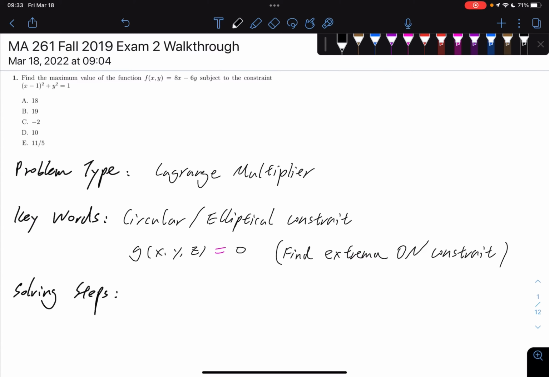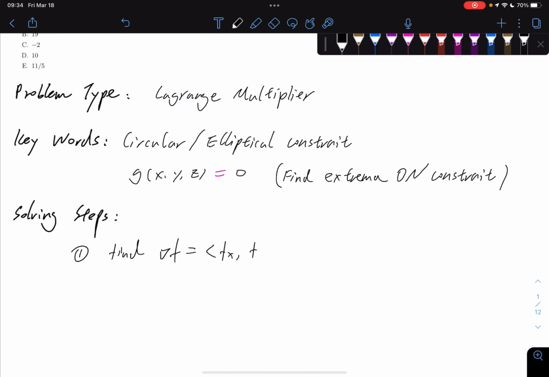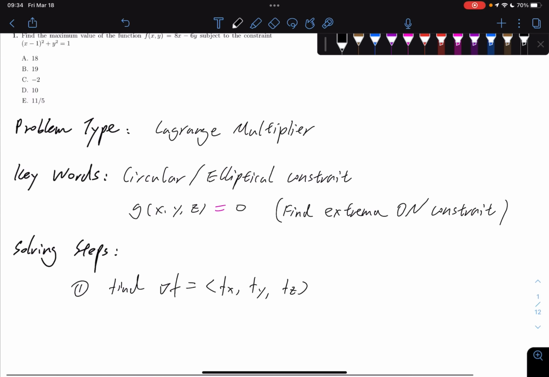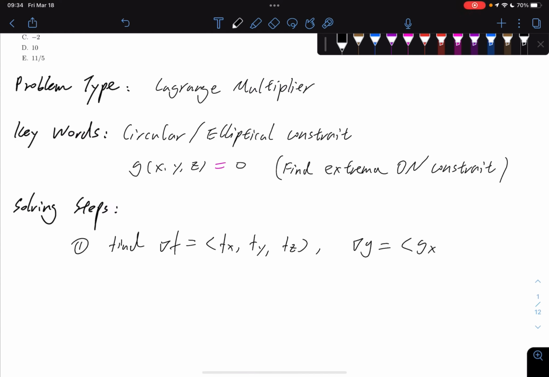Now that we know the type of problem, we can go ahead and solve it. So let's start with the first step of solving a Lagrange multiplier problem. First, I would find grad f equals fx, fy, and then fz. That is the gradient of the function. And we also would like to find the gradient of g, where g is the constraint function equal to 0: gx, gy, and gz.